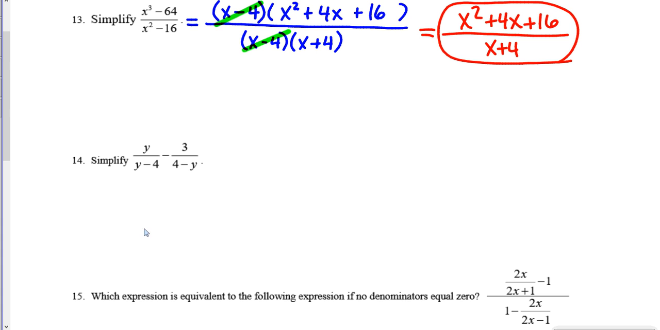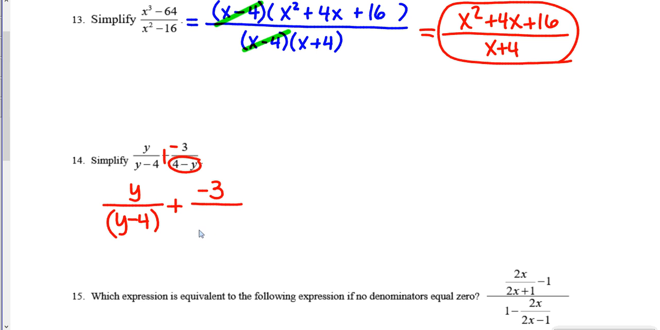It's a subtraction problem. I don't like subtraction. I like to change my subtraction to add the opposite. So my first fraction was y over y minus 4. Now my second denominator here was 4 minus y. Let me put my minus 3 on the top again. I've got 4 minus y.